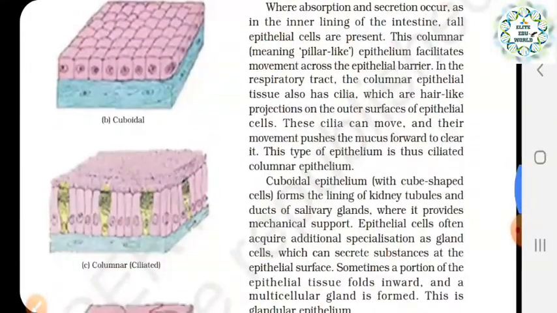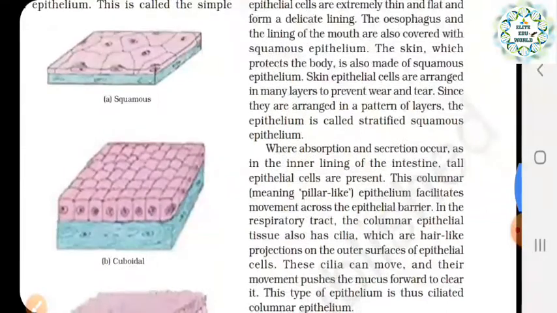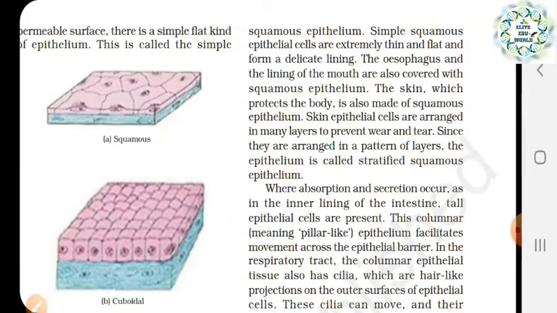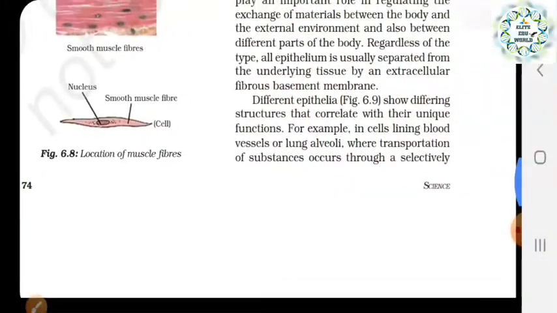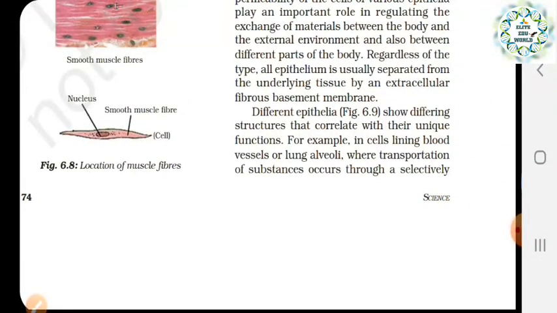Now we will talk about the different types one by one. Number one, we will start with the squamous epithelium, the simple epithelium. The different epithelia in figure 6.9, which we have already seen, show differing structures that correlate with their unique function. They have different structures as per their function in the body.